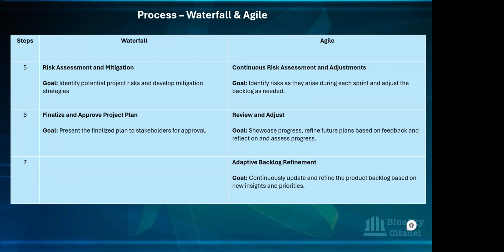So you identify them. It's not as if risks are not identified in Agile, but it doesn't have to be at the start that we identify all the potential risks. So once they arise, we review them, we assess them, we put a plan in place, we adjust the backlog as needed in order to mitigate that risk, and then the work continues. So it's a continuous risk assessment when it comes to Agile.